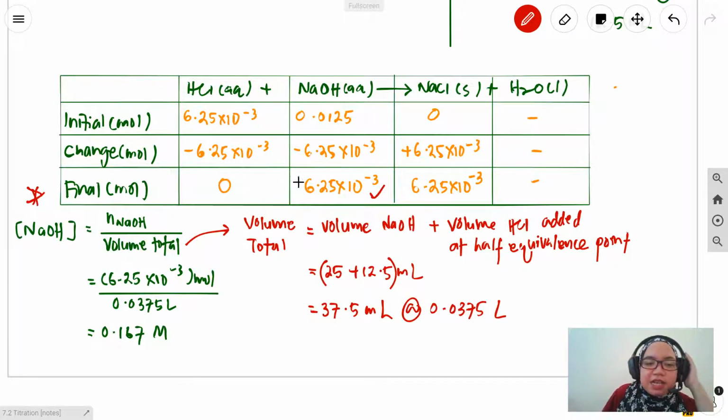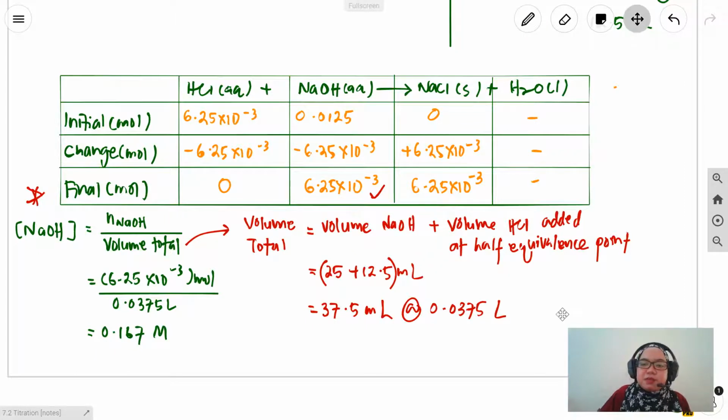So, now yang tinggal adalah 6.25 times 10 negative 3 mole. And then volume total. So, volume total ni adalah volume now, sebab analyte dekat dalam conical flask tu now kan. Volume sodium hydroxide, plus dengan volume hydrochloric acid added at half equivalence point, maksud tadi tu 12.5 ml. So kita akan dapat total volume is 37.5 ml. So kita akan divide, kita akan dapat concentration of now is 0.167 molar.